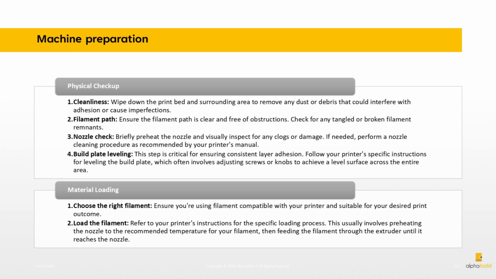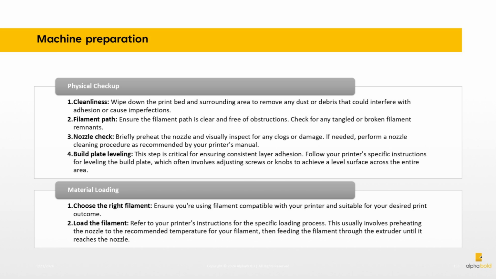Filament path. Ensure the filament path is clear and free of obstructions. Check for any tangled or broken filament remnants. Nozzle check. Briefly preheat the nozzle and visually inspect for any clogs or damage. If needed, perform a nozzle cleaning procedure as recommended by your printer's manual.